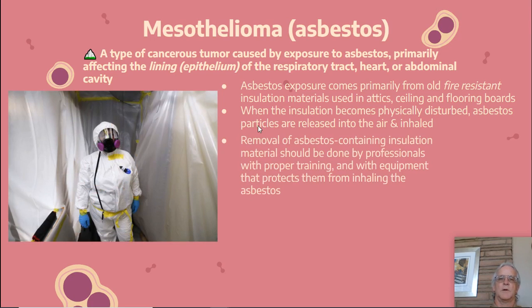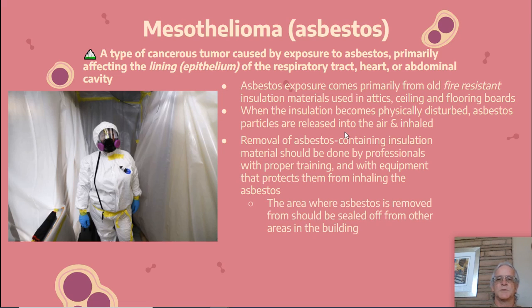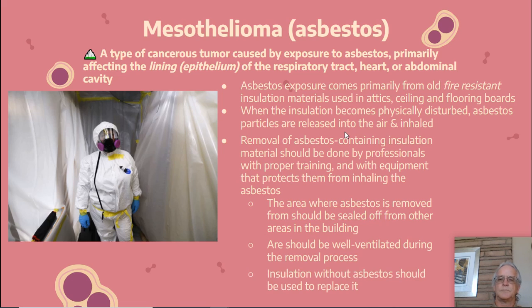To get rid of it, you need to remove the asbestos-containing insulation. It needs to be done by professionals with proper training and equipment that protects them from inhaling the asbestos. The area where the asbestos is removed should be sealed off from other areas of the building. Air should be well ventilated during the removal process. Insulation without asbestos should then be used to replace the old insulation.